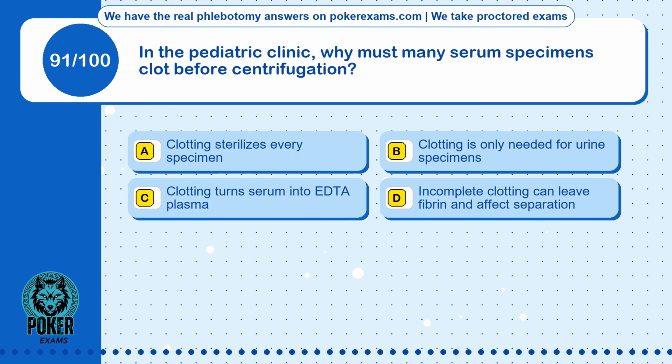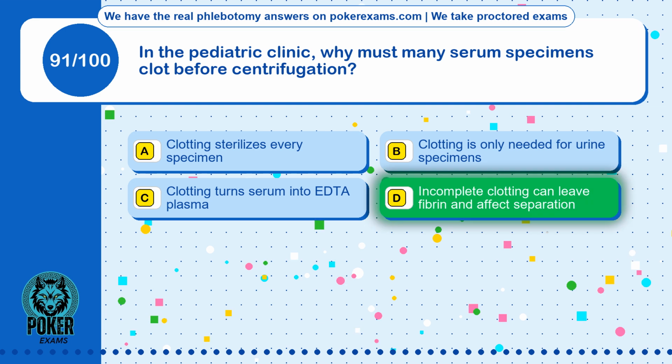Question 91. In the pediatric clinic, why must many serum specimens clot before centrifugation? Option A, clotting sterilizes every specimen. Option B, clotting is only needed for urine specimens. Option C, clotting turns serum into EDTA plasma. Option D, incomplete clotting can leave fibrin and affect separation.